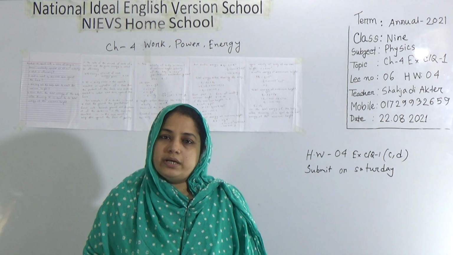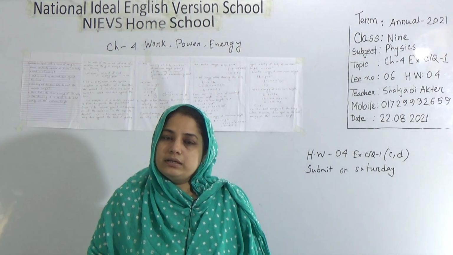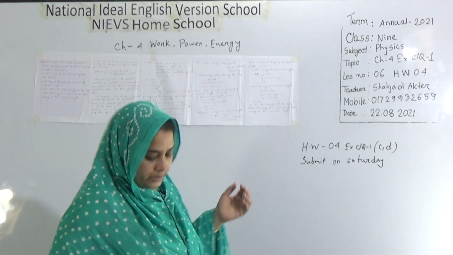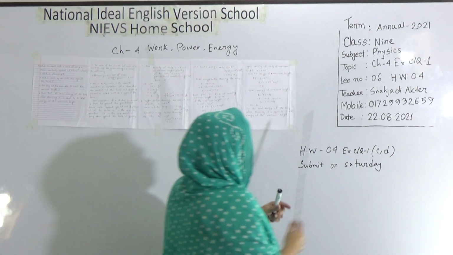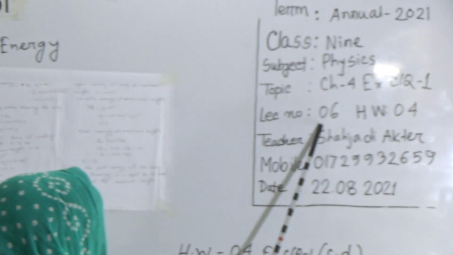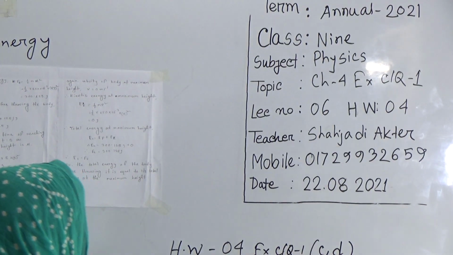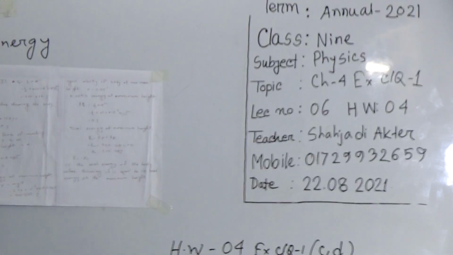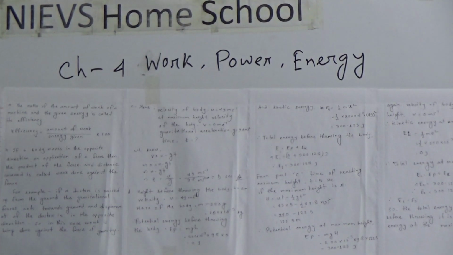Today I am going to take a physics class for class 9 students. My dear students, our today's topic is chapter 4, Extra CQ 1, today's lecture number 6 and SW number 4. Now start our class. This is chapter 4, work, power and energy.